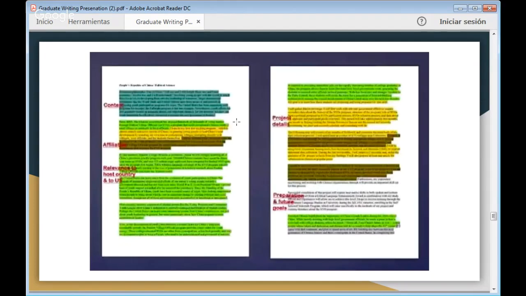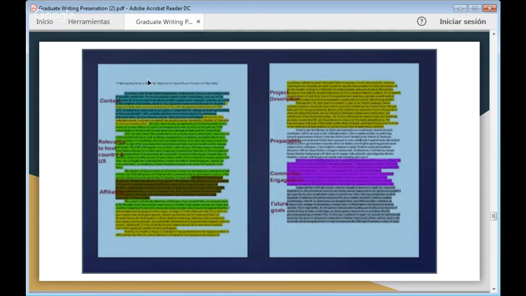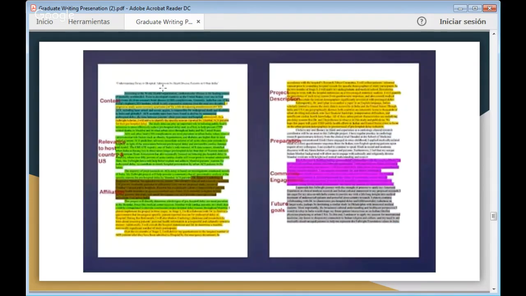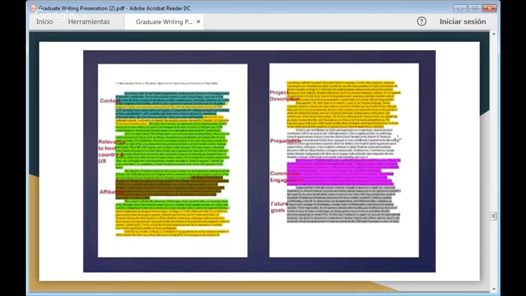And lastly, we have one other example. Here we have some context in the beginning, followed by the relevance to the host country, and then they give quite a bit of project description, longer than we've seen in the other essays. They go to the preparation, community engagement, and then they close with their future goals. This one, as you can see, is a little bit more in separate chunks. The ideas aren't as mixed throughout the essay.